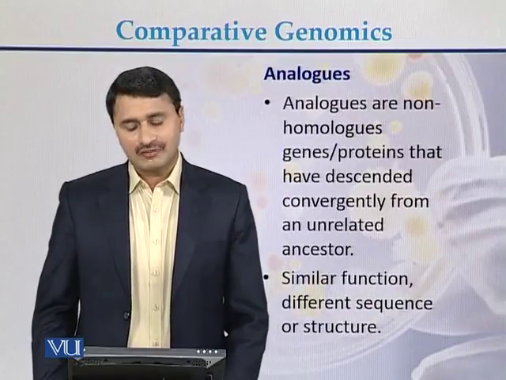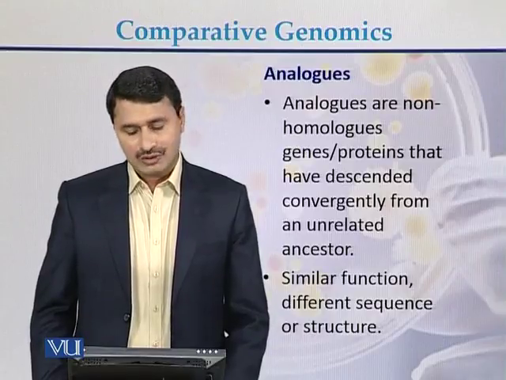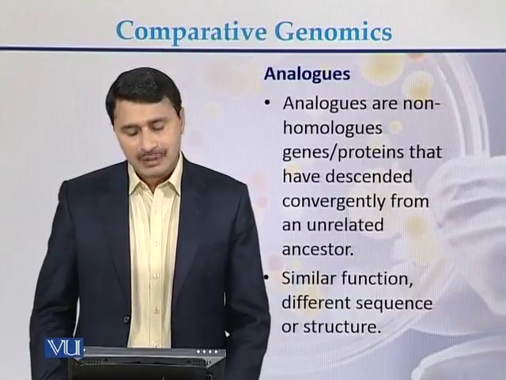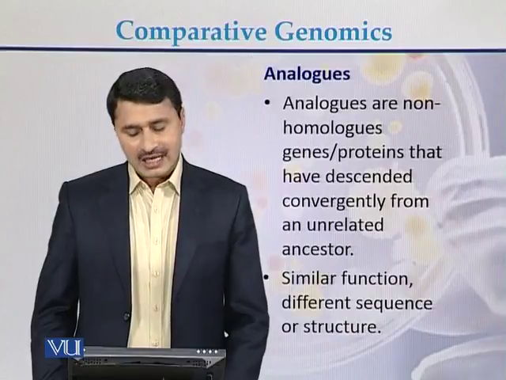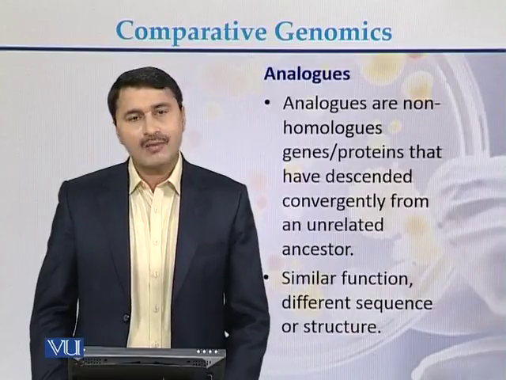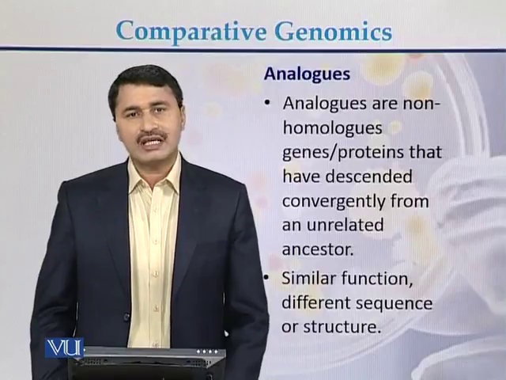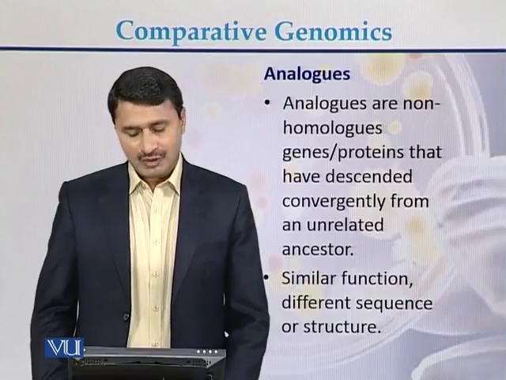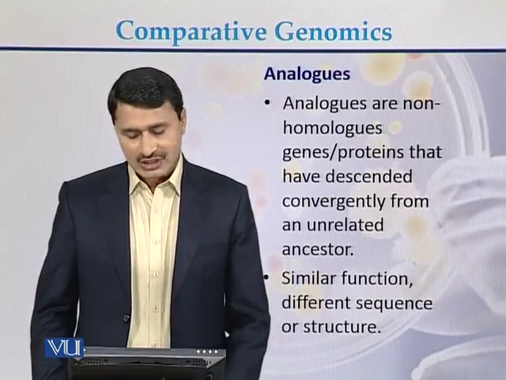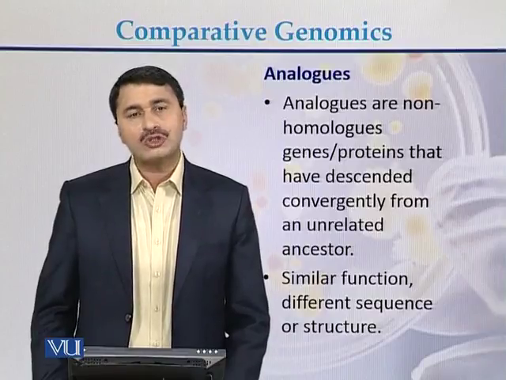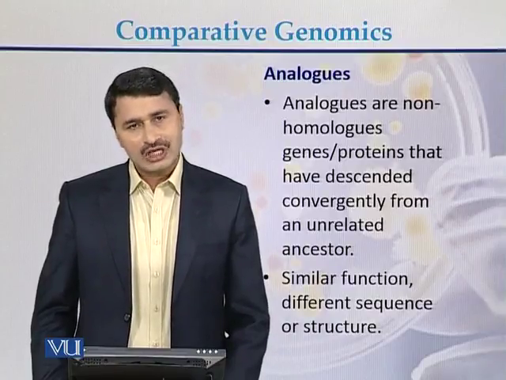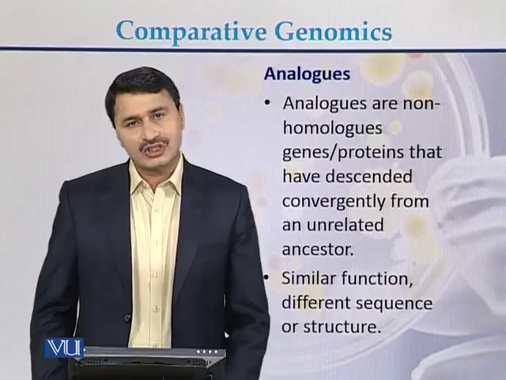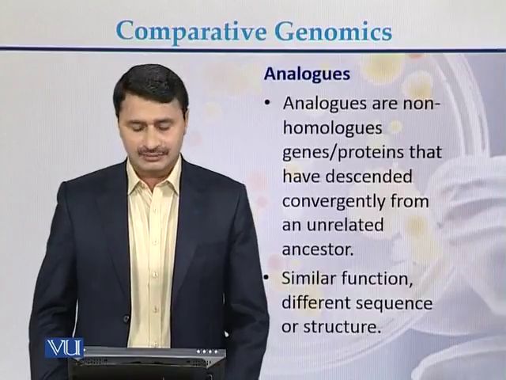The fourth type of homology is called analogy. Analogies are non-homologous genes or proteins that have descended convergently from unrelated ancestors. If they originated from unrelated ancestors through a process called convergence, they are analogous to each other. They usually have similar functions, but their sequence or structure can be different from each other.